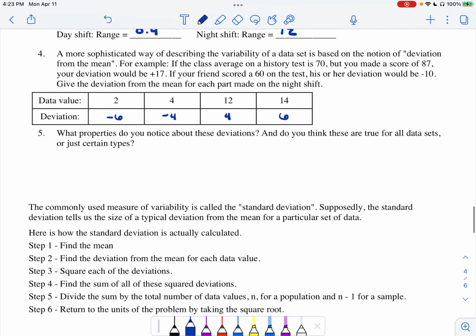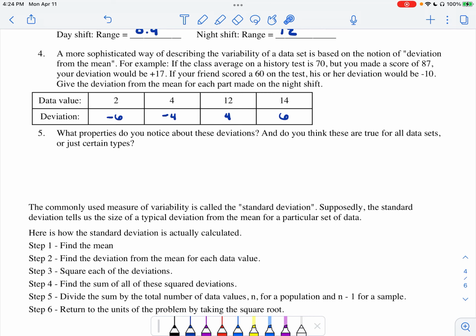All right. Okay, and then the last question here says, what properties do you notice about these deviations? And do you think these are true for all data sets or just certain types? Okay, well, the main thing that I notice here that I want to point out to you guys is that if you look at our deviations from the mean, we have a negative 6, we have a positive 6. We have a negative 4, we have a positive 4. Okay, now that in particular, you have exactly the same or exact opposite deviations on either side, that might be particular to this data set.